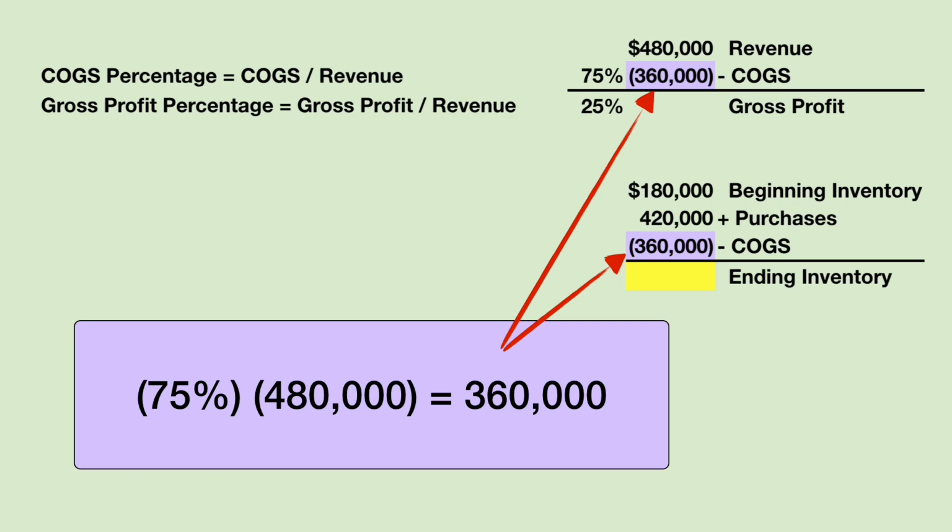The 360,000 carries down to the second formula, the inventory formula. And then lastly, we find the ending inventory. The 240,000 is an estimated ending inventory.